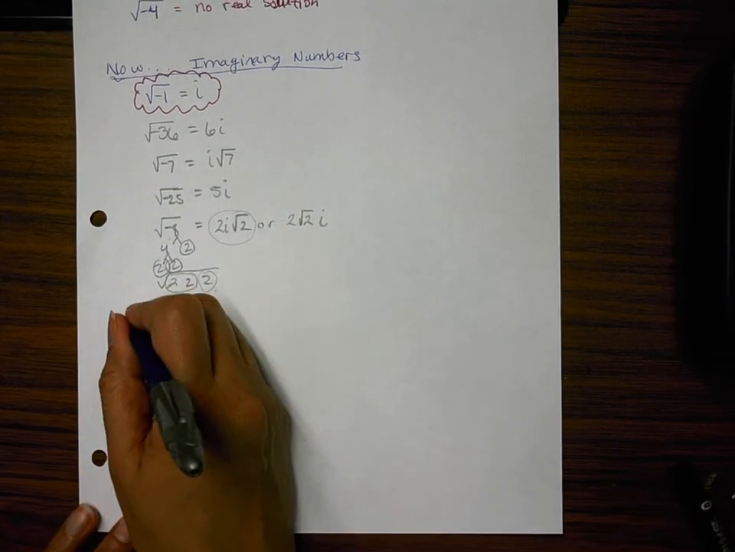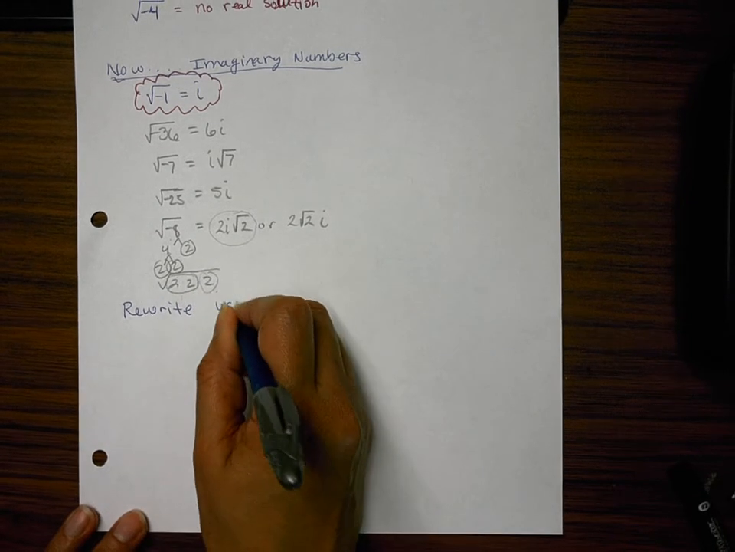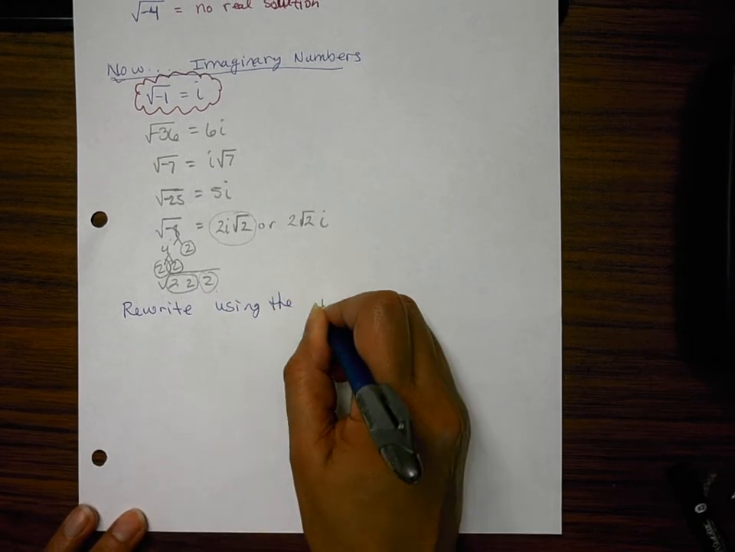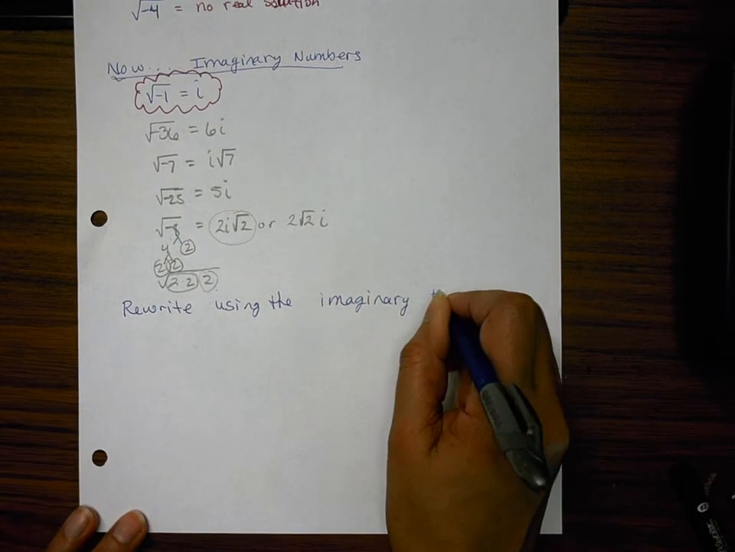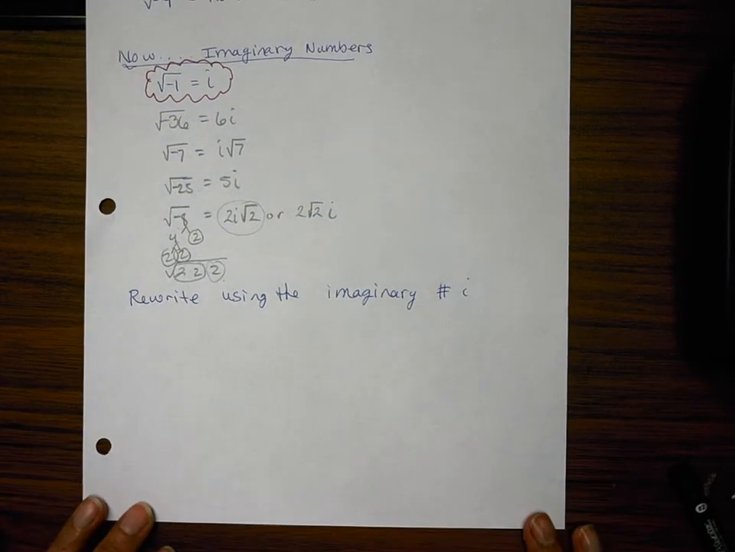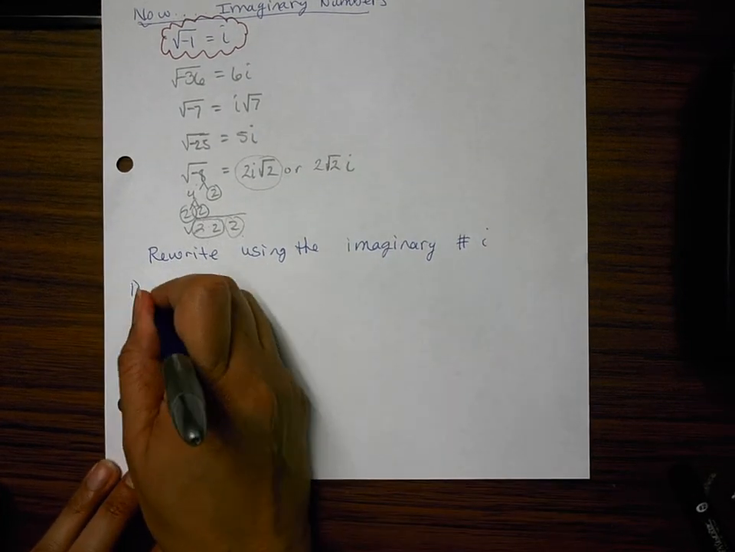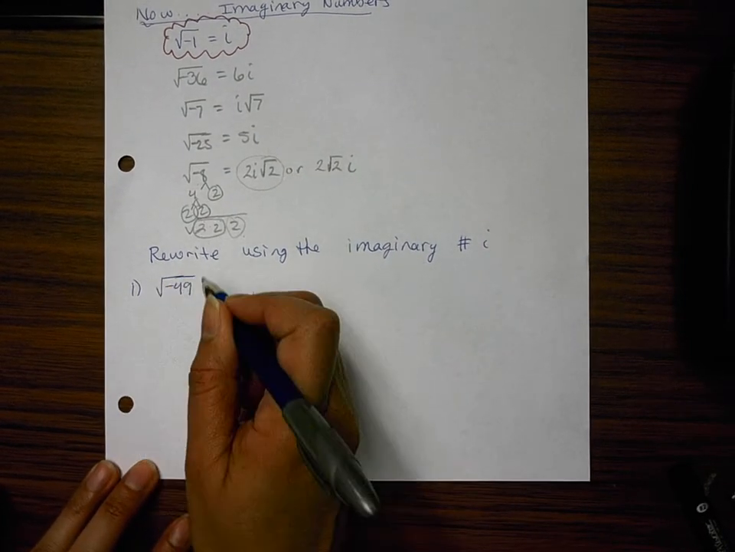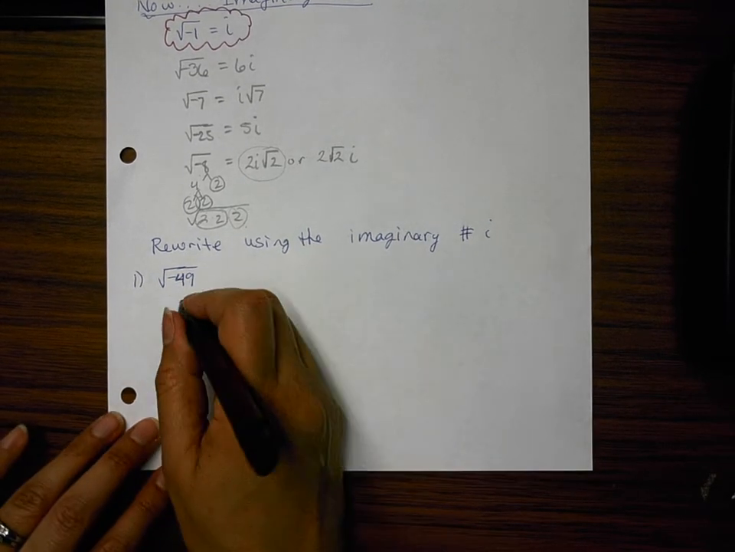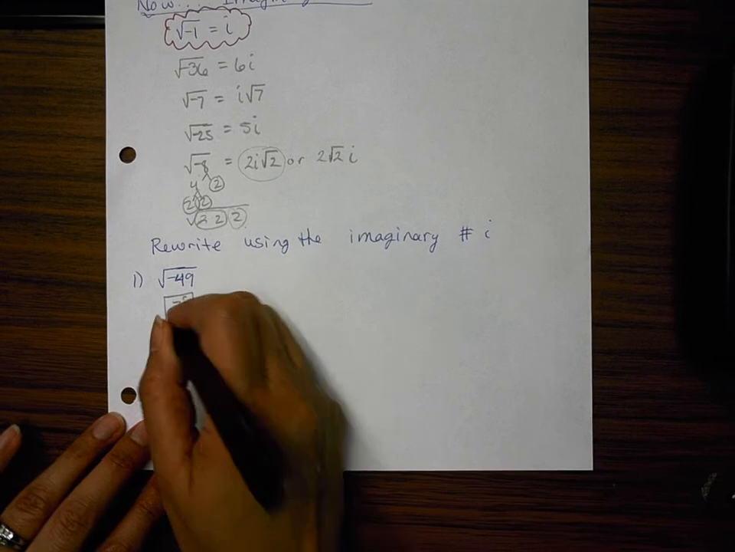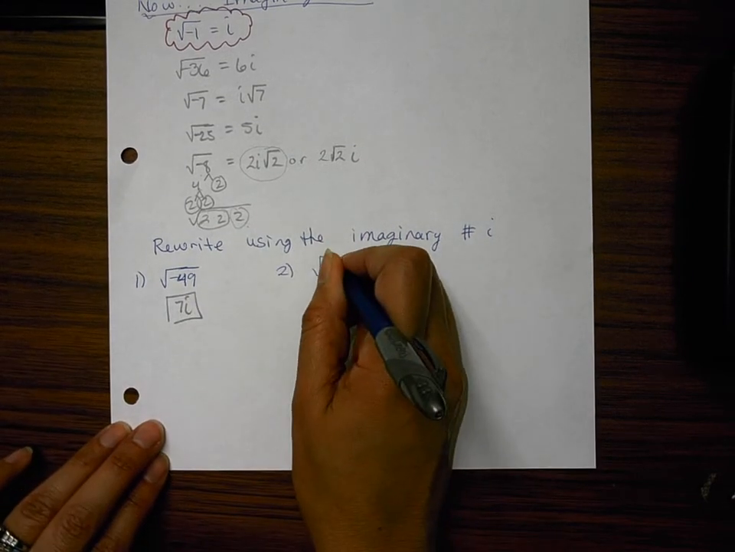Okay, we are going to rewrite using the imaginary number I. Rewrite using the imaginary number I. Number 1, square root of -49. That's easy. 49 is a perfect square. It's 7. So since there's a negative, it's just simply going to be 7I. That's it. Number 2, square root of -11.